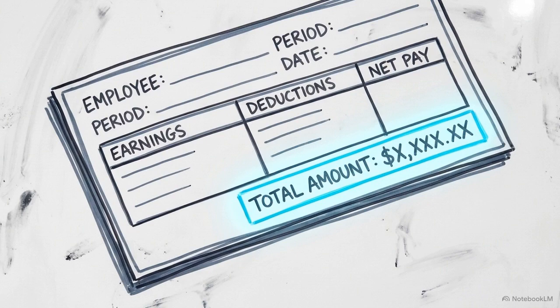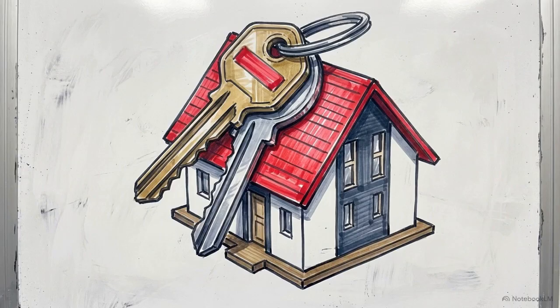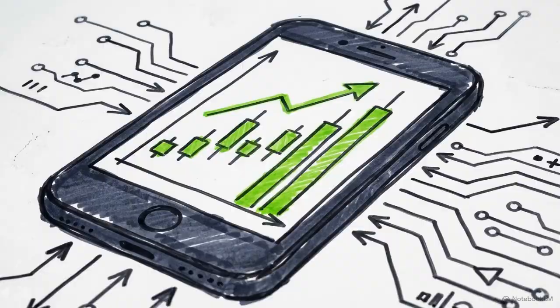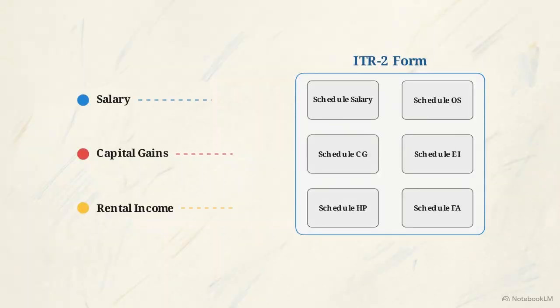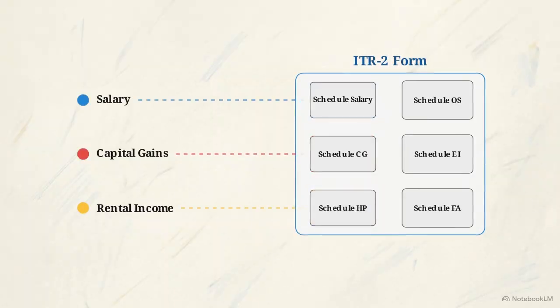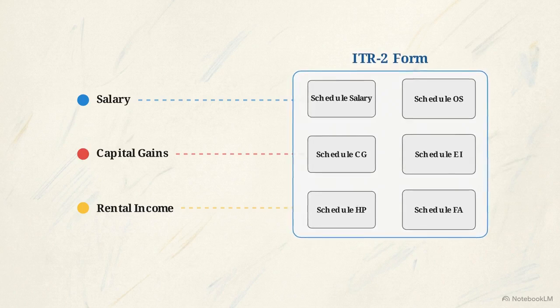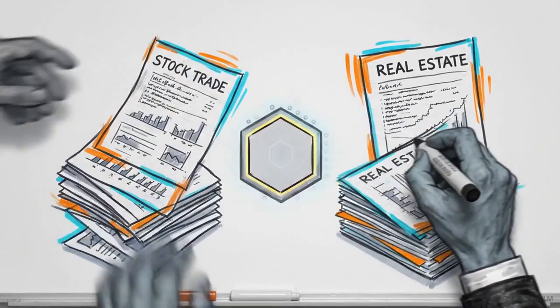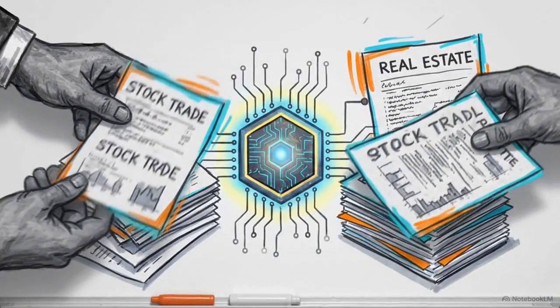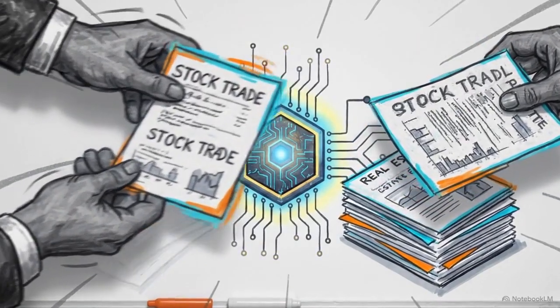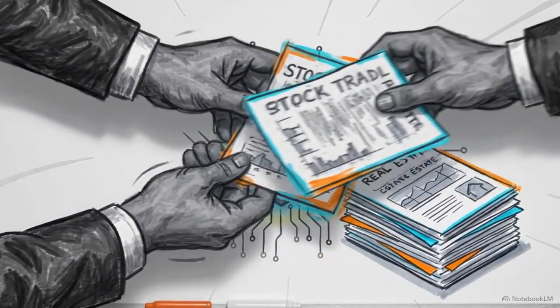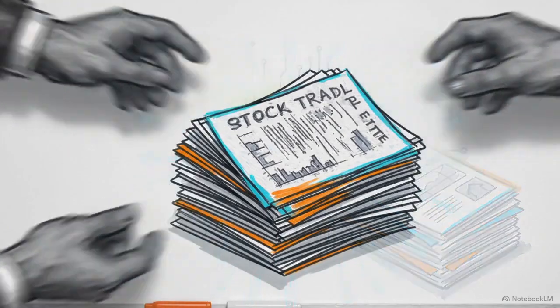When your income includes salary, real estate transactions, and capital gains from investments, the Income Tax Department requires a specific reporting structure to categorize these different streams. For assessment year 2026-27, taxpayers without business income who have surpassed the limits of the simpler ITR 1 must use the ITR 2 form to remain compliant.